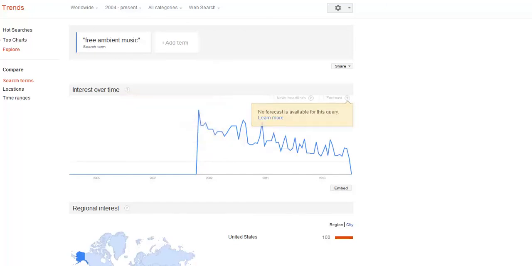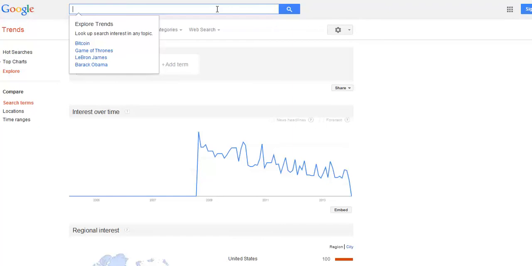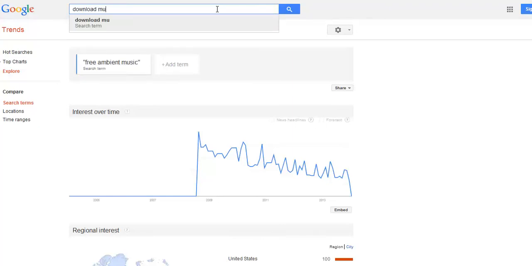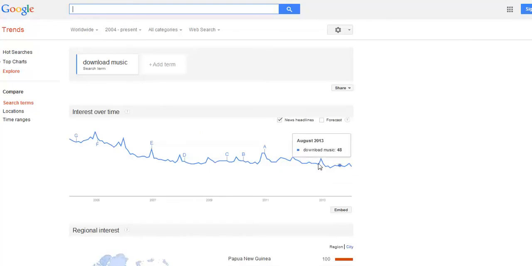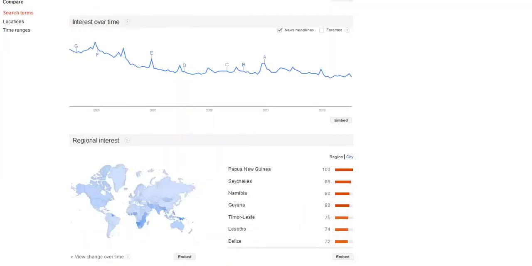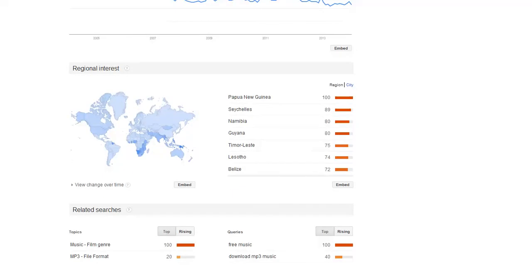Another one I looked at was download music. You would think download music would have a lot of interest. And there's pretty solid interest over time, although this goes all the way back to 2005, and that interest is staying fairly level here. It was higher there. Not really sure what was going on back in 2005. The hot places are crazy. Look at that. I wonder what that's about. I don't understand that.